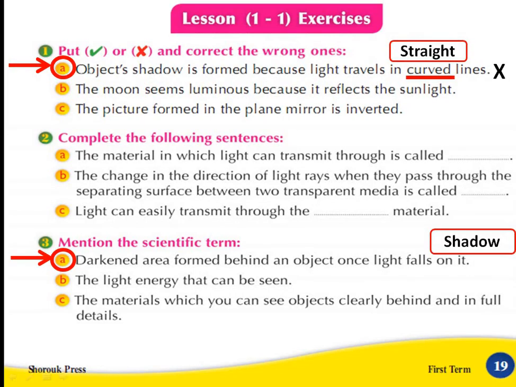Let's practice together. Choose true or false. Object's shadow is formed because light travels in a curved line. As we explained, light always travels in straight lines. Number 2, mention the scientific term. Darkened area formed behind an object once light falls on it. It's the definition of shadow.